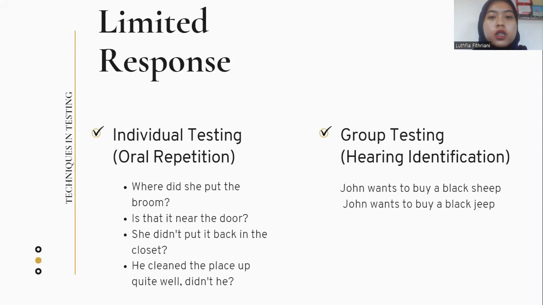It's called limited response. The same as vocab and grammar test, limited response in pronunciation test is usually used by the teacher to test the students in the beginning levels. In pronunciation test, limited response can be done in two ways: individual testing or oral repetition, and group testing, hearing identification. What is the difference?